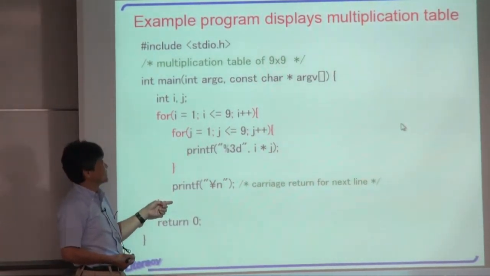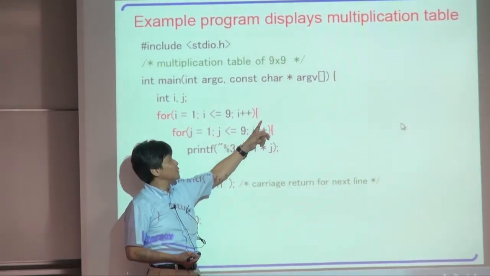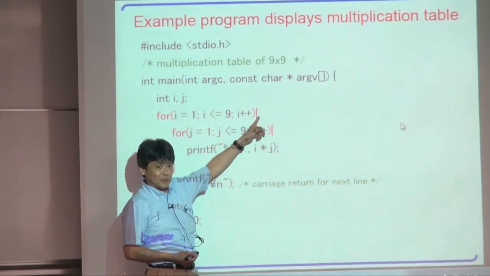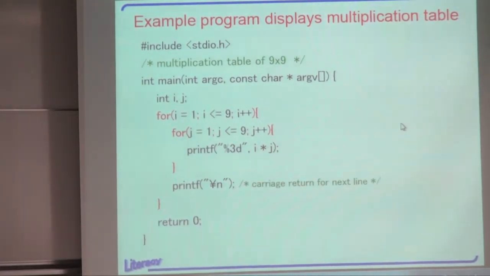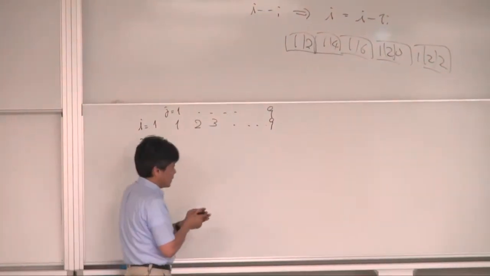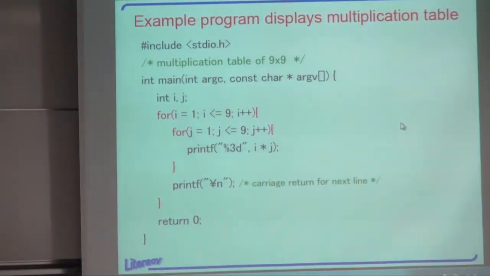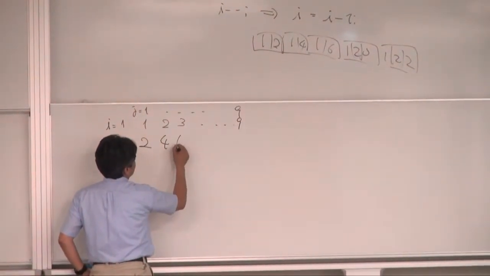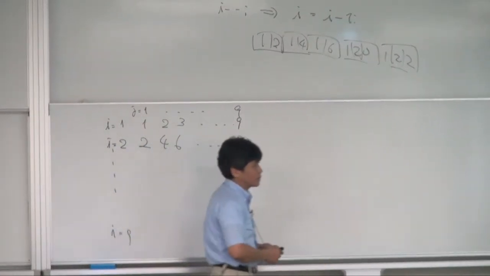Then outside the for block, the third argument will be executed. In this case, i becomes 2. Then, as I explained before, similarly, this part will be executed. Then the program displays 2, 4, 6. So these values will be displayed on the computer screen.